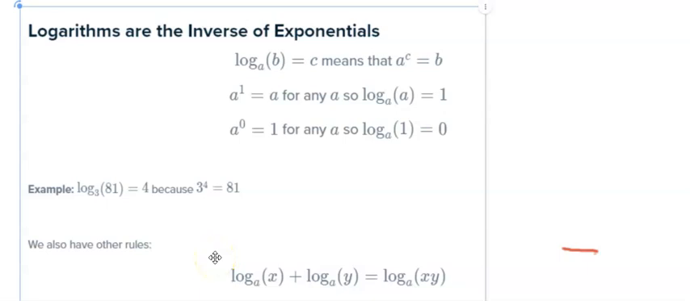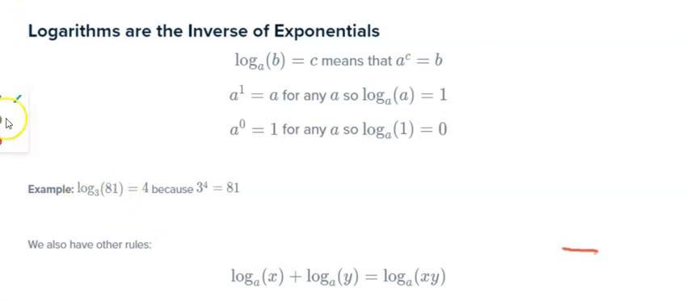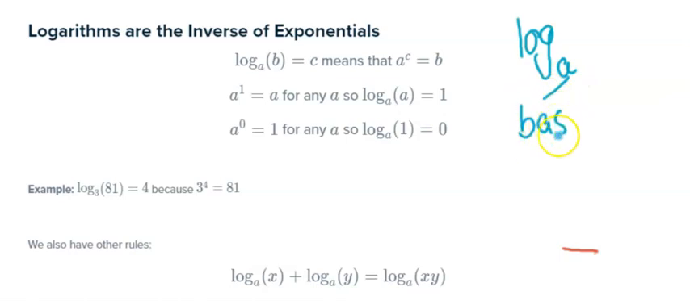There is an exponential and there is a log. Exponential and log are reciprocals, or inverses, of each other. For example, we have an equation with log. The a at the bottom is known as the base of the log. So when you write log, that a at the bottom is called the base.